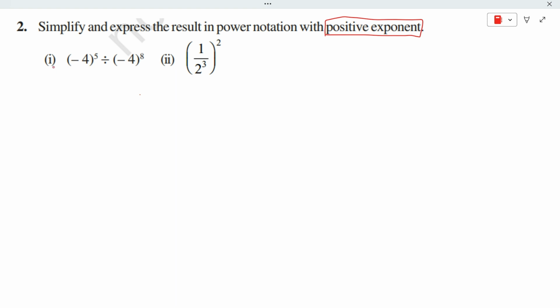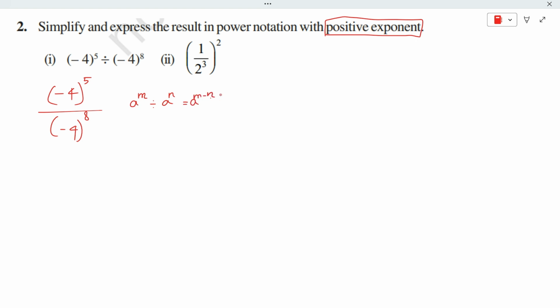Okay, so come to the question number 1. Minus 4 to the power 5 divided by minus 4 to the power 8. So I'm writing this in fractional form. Now see, the bases are same, right? The base is minus 4. So I know I can use the exponent law. Now I know which law I have to use, right? The bases are same and the powers are different. I can use the quotient law.